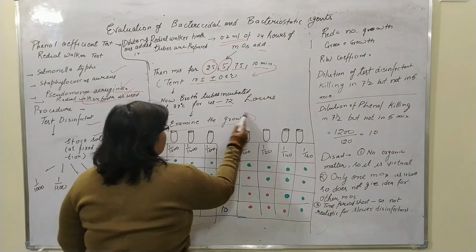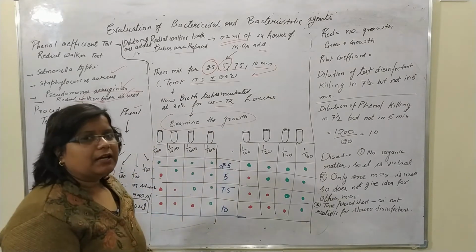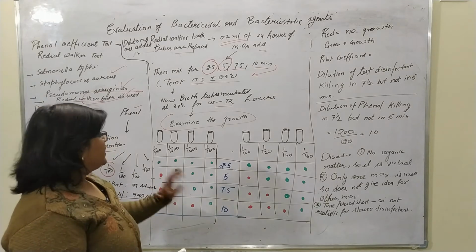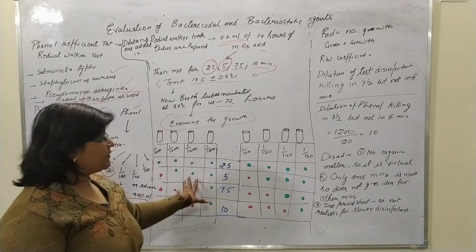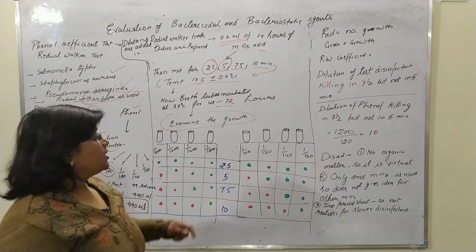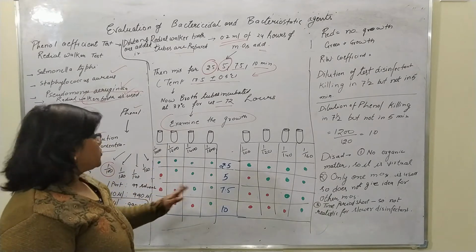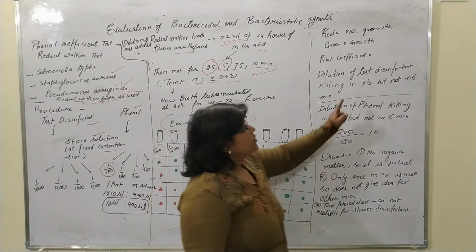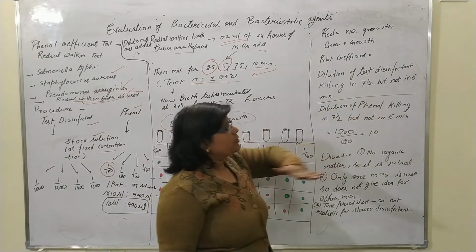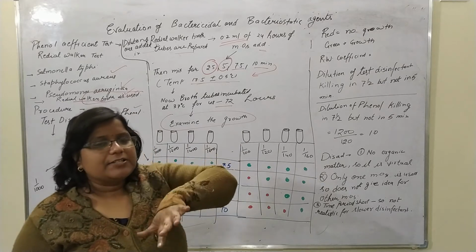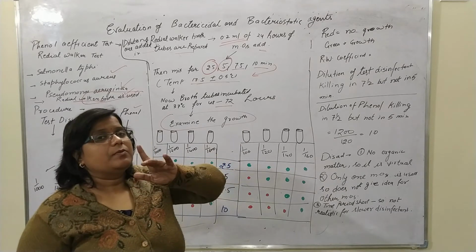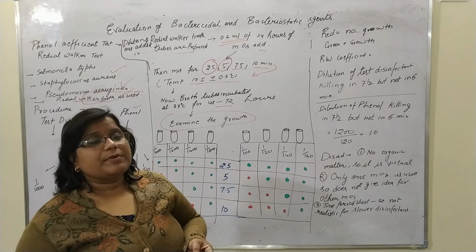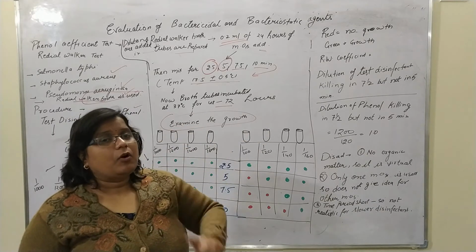After the incubation, examine the growth. In the chart we have observed, red shows no growth and green shows that growth is observed. Now, how is the Rideal-Walker coefficient determined? It is the dilution of the test disinfectant that kills the microorganism in 7.5 minutes but not in 5 minutes.